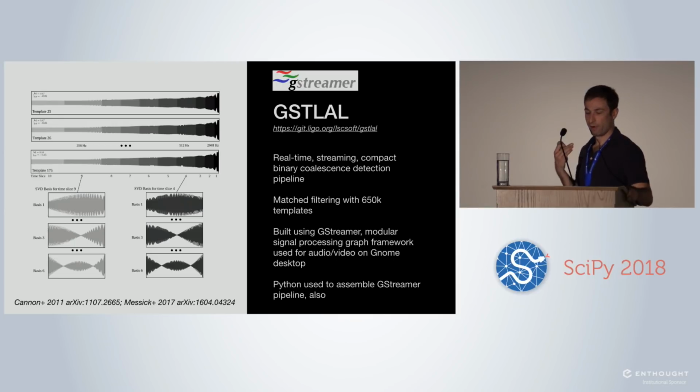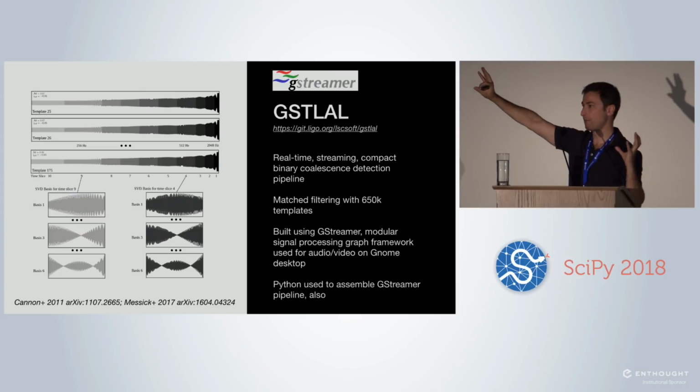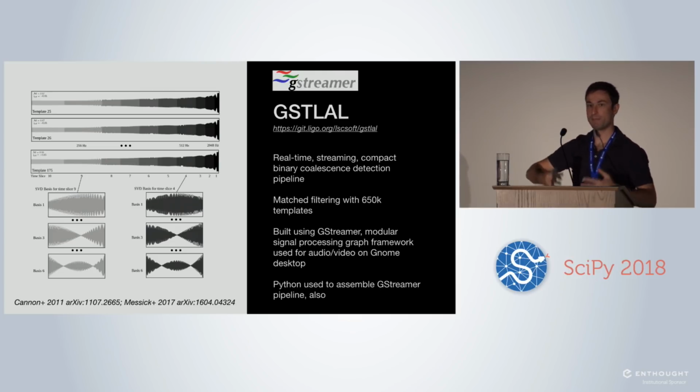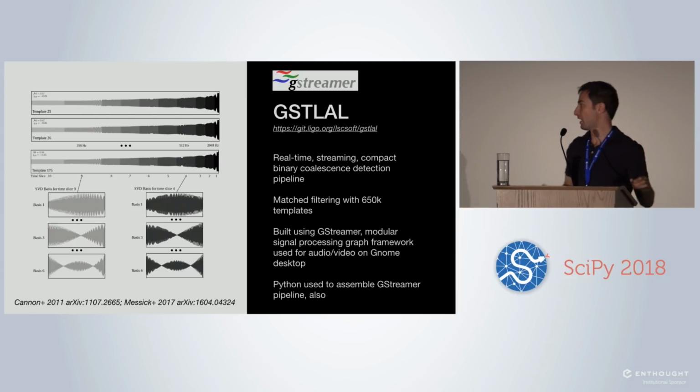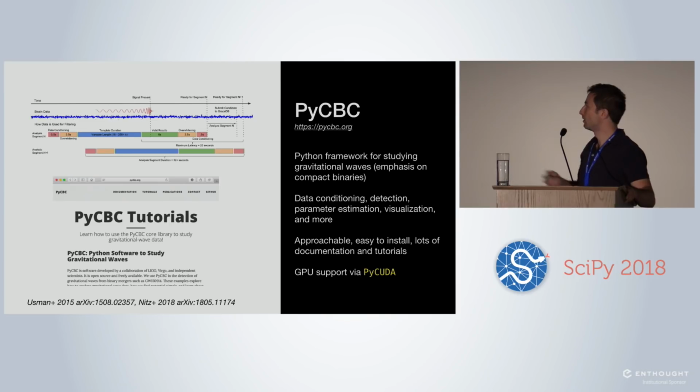So next we have our search pipelines. One of them is called GST-LAL. It's a real-time streaming compact binary coalescence detection pipeline. It's written using GStreamer, which is a media processing framework for the GNOME desktop. So you have little signal processing elements that you can plug together into a more complicated pipeline. We use this to implement a bank of 650,000 match filters that we convolve with the data in real time. And we use Python to assemble, monitor, and post-process the output of this GStreamer pipeline.